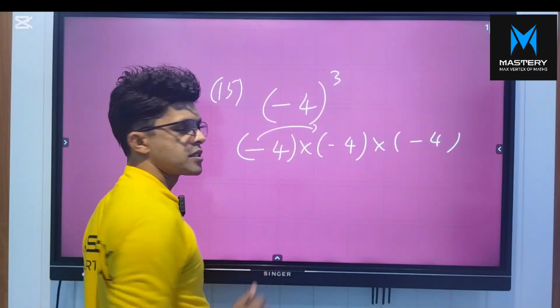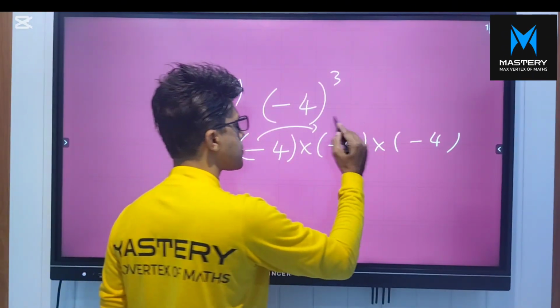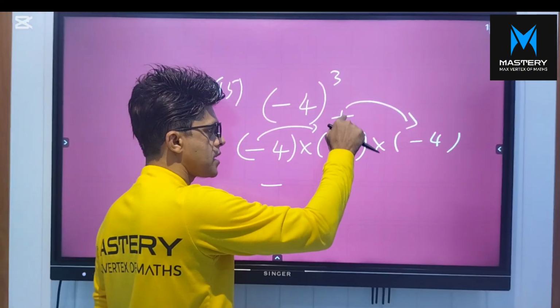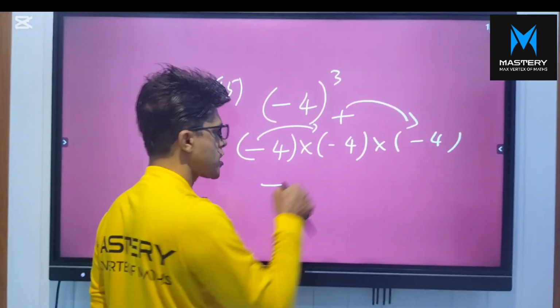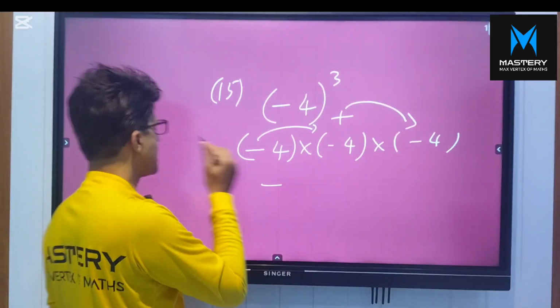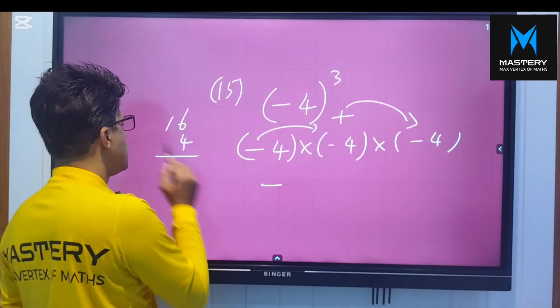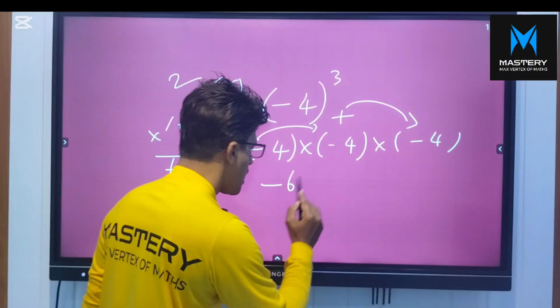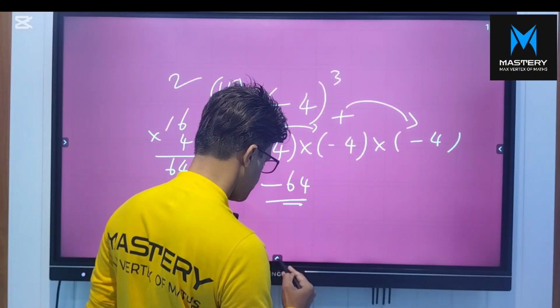Now you get the sign first. Minus times minus is plus, then plus times minus is minus. 4 times 4 is 16, 16 times 4: 4 times 6 is 24, remain is 2, 4 times 1 is 4, plus 2 is 6. So the answer is minus 64.